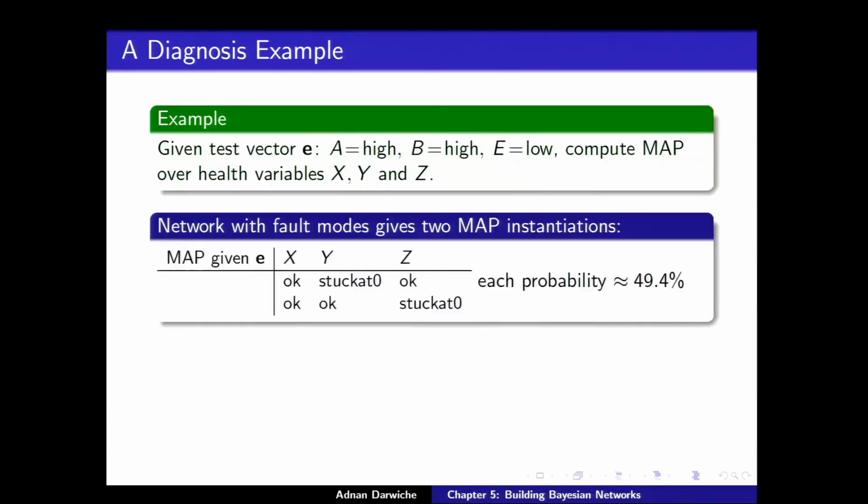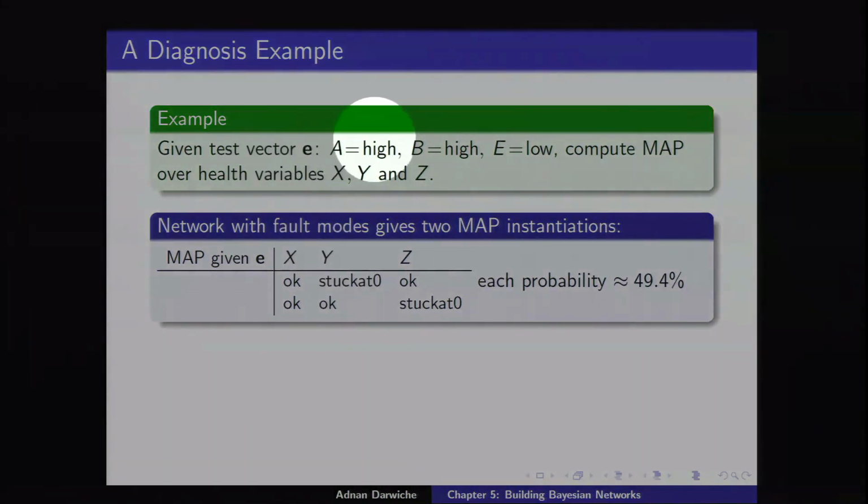Let me actually do just a quick example here. Here's a test vector. Here's A, B input. Here's the output. And what we're doing here, we're going to do the MAP over the health variables, right? So this is the evidence, and I want the most likely instantiation of the health modes. And in this particular example, you get 2 of them actually.